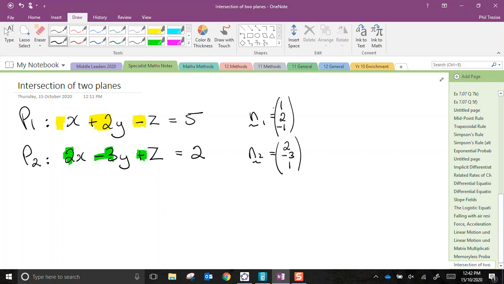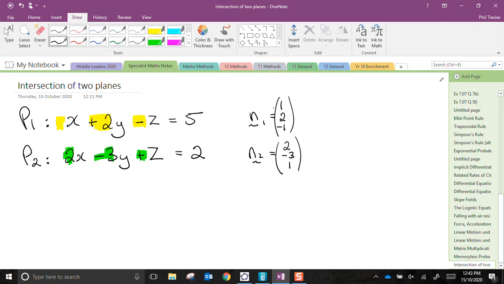If the normals were the same, or if one was a multiple of the other, then the normals point in the same direction, and that means the planes are parallel. Parallel planes will not intersect. So it's important to note that those normal vectors are independent, not a multiple. So that's good. Now what are we going to do to find the intersection?